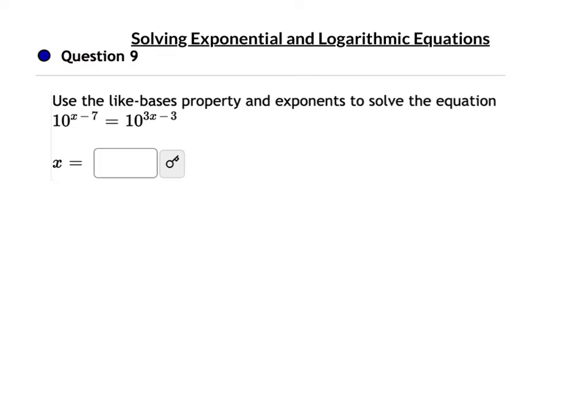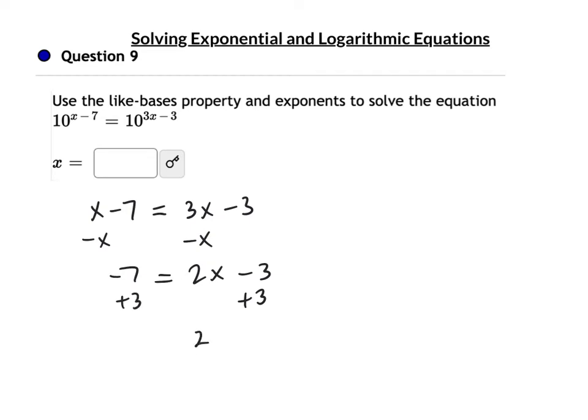Question 9, the like basis property and exponents. Use that to solve this equation. Notice how the bases are the same. All you need to do in this situation is set x minus 7 equal to 3x minus 3 and solve for x. How about I'll take an x off each side. Negative 7 equals 2x minus 3. And I'll add 3 to both sides. 2x equals negative 4. Divide by 2. Look at that. X is negative 2.